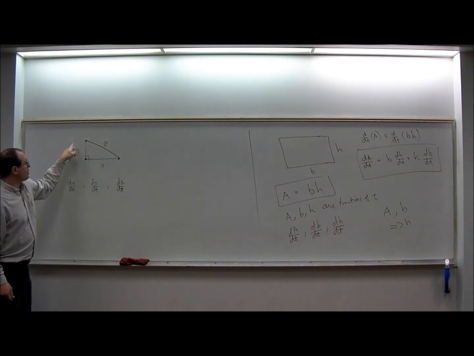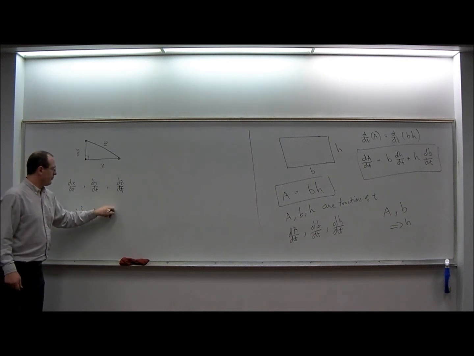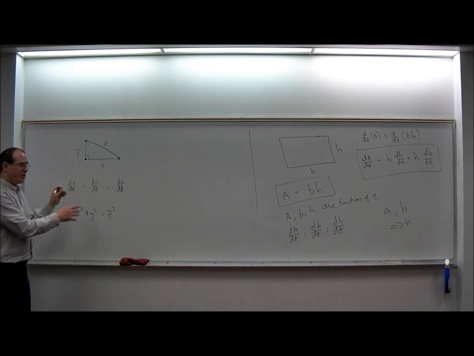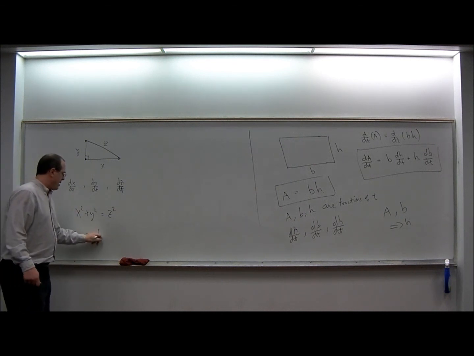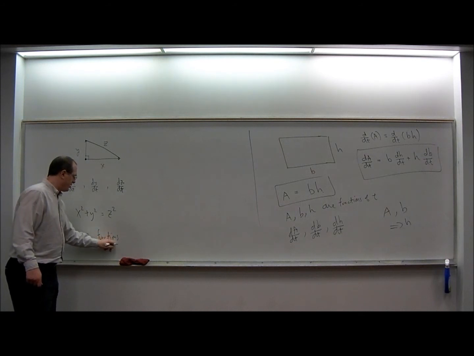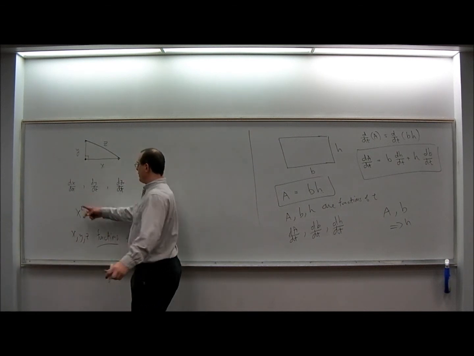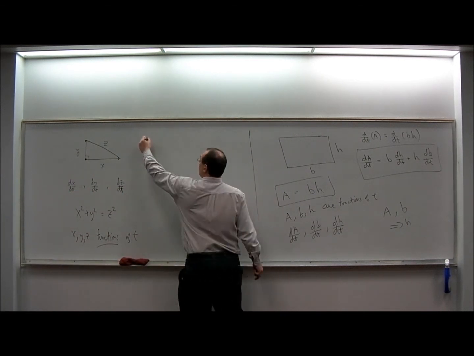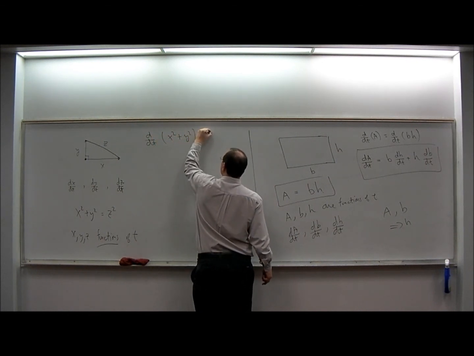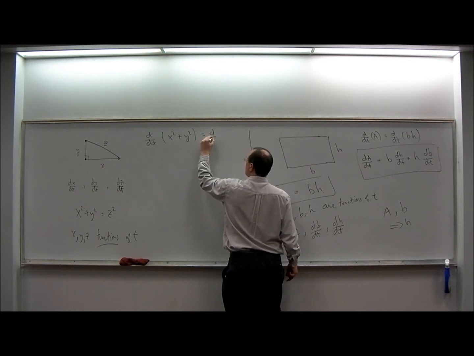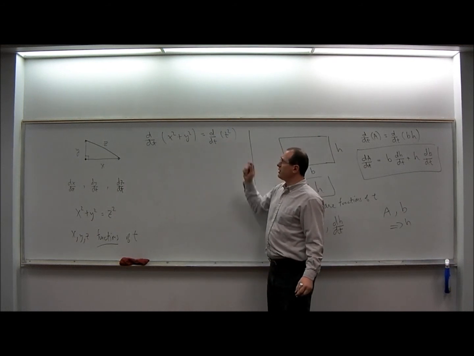So the obvious relationship between these three variables is x squared plus y squared is equal to z squared. And we're assuming here that this triangle is in motion, and so x, y, and z are changing with time. So mathematically that means we're going to say that they are functions of time. So to find a relationship between the rates of change of x, y, and z, we take the derivative with respect to time of both sides of the relationship. The derivative of x squared plus y squared is equal to the derivative with respect to time of z squared.